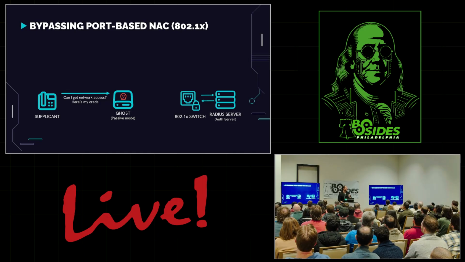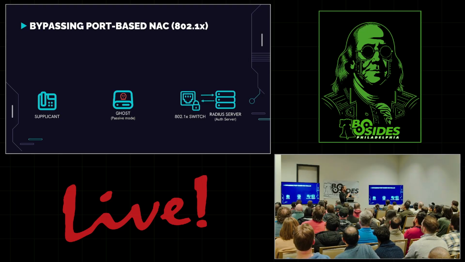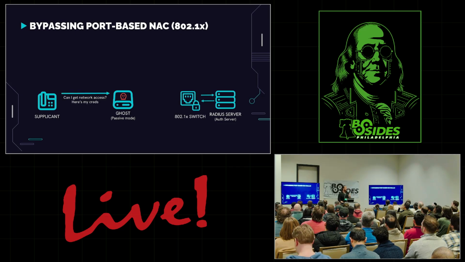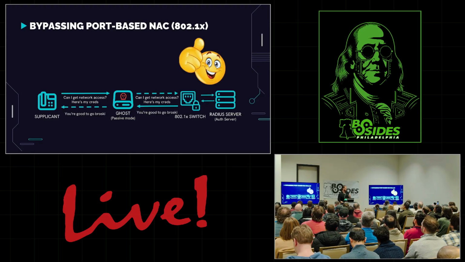Then in this other fashion, where we introduce an attacker-controlled device, we'll call this the ghost. It sits in between the supplicant and the switch, and all the communication between the switch and the RADIUS server stays exactly the same. The supplicant says, can I get network access? And the ghost just forwards it along like normal. When it gets the response from the switch, it forwards it back to the supplicant. Then the IP phone's authenticated, and network access can continue as normal. We just have this passive ghost in the middle. So what do we do with that?